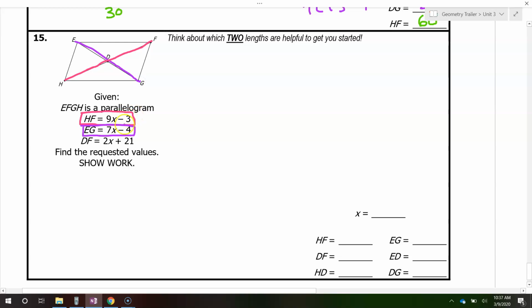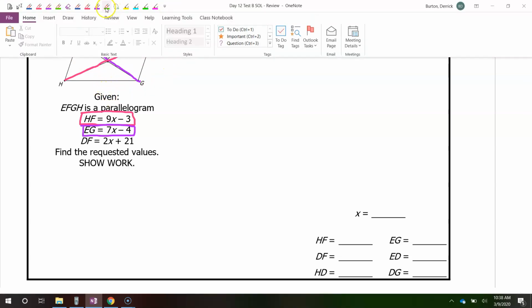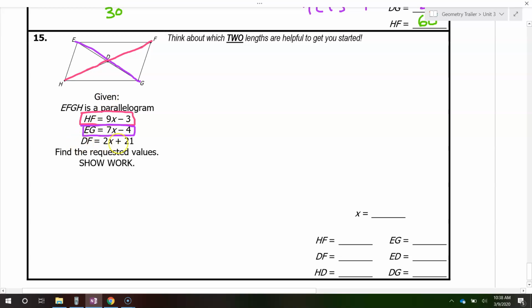Now, first of all, a common mistake is to set these equal to each other. But this is a parallelogram, not a rectangle. In parallelograms, the diagonals bisect each other, but the diagonals are not congruent. That is a property of rectangles and isosceles trapezoids, not parallelograms. So these will not automatically be congruent. I can't set them equal to each other. So I have to keep looking. Maybe the next piece of information will give me a clue.